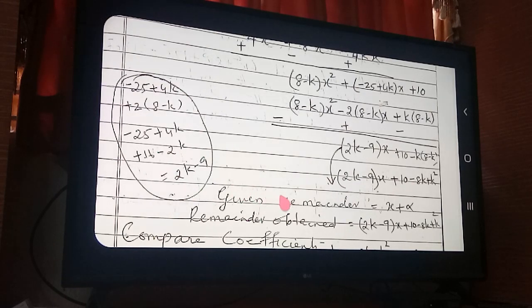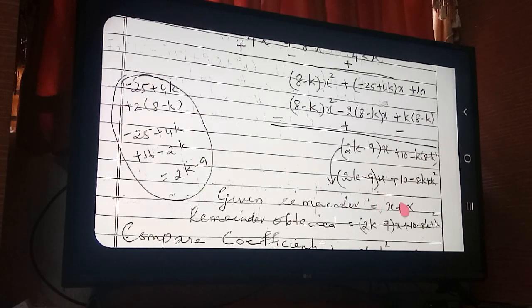And now, what is the remainder given? Given in the question, you see the question. The given remainder is x plus alpha. What's the remainder obtained here? 2k minus 9 into x plus 10 minus 8k plus k square. So we will compare the coefficients.